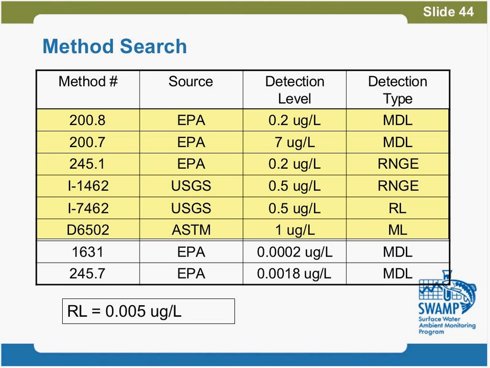So this table starts with the method number, and this is how you would see it on NEMI. It gives the method number and the source, so we have some from EPA, some from USGS, and some from ASTM. It gives you the detection level. The detection level, the source, and the method number are pretty easy to understand. And then it gets into this detection type.